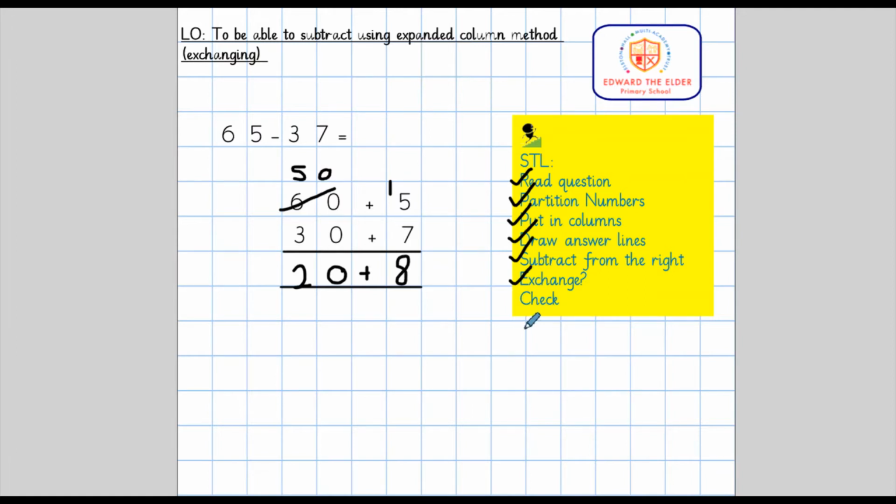Now we need to check our answer. So 65 take away 37. We've exchanged 10 from the tens and carried this over into the ones. So 5 became 15. 15 take away 7 equals 8. And 50 take away 30 equals 20. Now we need to combine our answer together. 20 add 8 equals 28.